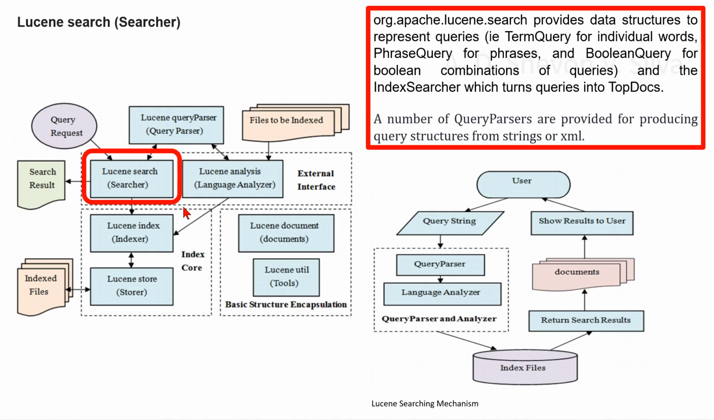org.apache.lucene.search provides data structures to represent queries, that is TermQuery for individual words, PhraseQuery for phrases, and BooleanQuery for Boolean combination of queries, and the IndexSearcher which turns queries into TopDocs. A number of query parsers are provided for producing query structures from strings or XML.